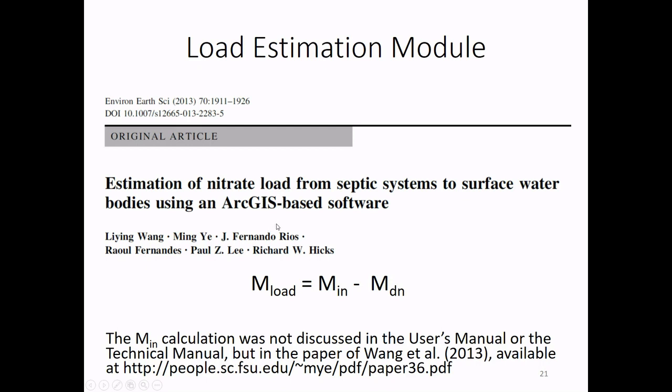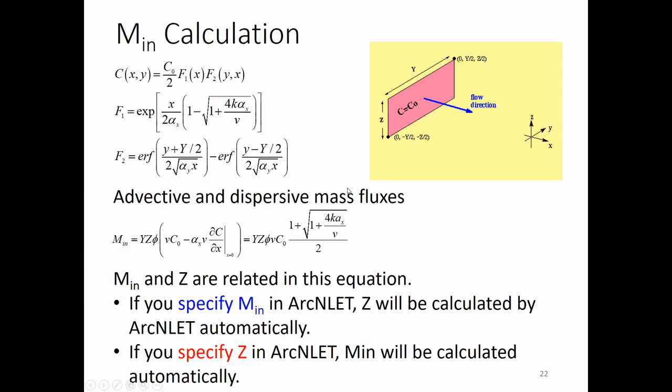The calculation of M_in, we didn't write it in the user manual or technical manual. Instead, we explained it in a paper we published. Li Wang is my postdoc. Fernando is my student. So we worked together, and those are people who helped us. And Rick Hicks was our project manager at DEP at that time. Polly is a close colleague, and Rob is another student. So we explain this in this paper. If you're interested, you can read the paper, but I will explain in this manual, and the paper is available right here. Let's see how we do it.